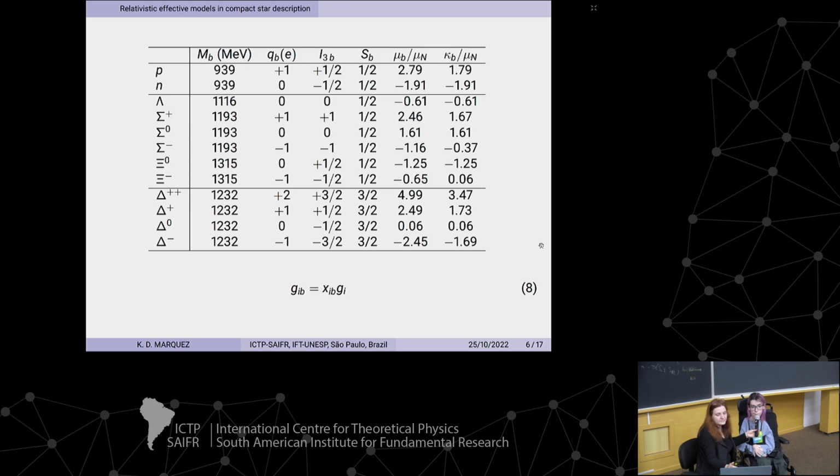These X are found by adjusting, for example, to lambda-lambda potentials or this kind of measurement. But for deltas, we don't have much information constraining this coupling. But we know the repulsive coupling must be slightly bigger than the nuclear one.